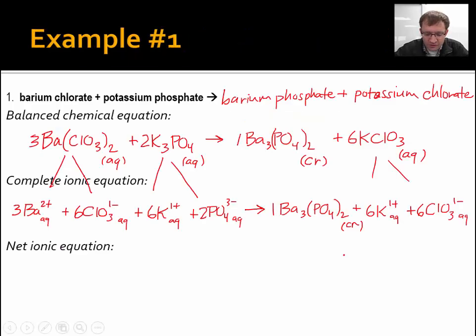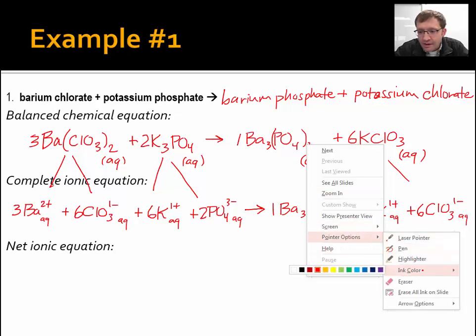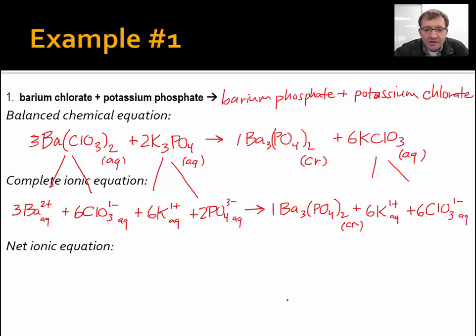I'm going to switch colors just for the sake of making this pop a little bit. Let's switch this over to, maybe, a green. All right, so we want to find ions that are the same on both sides. I have barium on the left as an ion. I have barium in a compound on the right. That's not the same, so we can't cancel that.